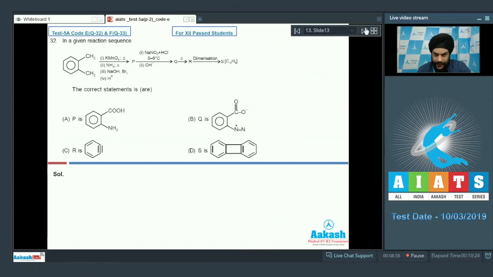So in question number 32, we have been given a reaction sequence and we have to comment on the structures which are formed. So let us start solving this reaction sequence. So we have orthoxylene. It is allowed to react with KMnO4 in the first step. So the KMnO4 heat is going to convert it into phthalic acid. Now this phthalic acid is allowed to react with ammonia in presence of heat. So this is going to lead to the formation of phthalimide.